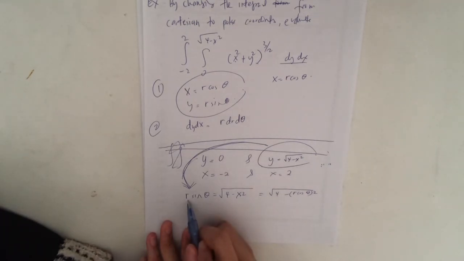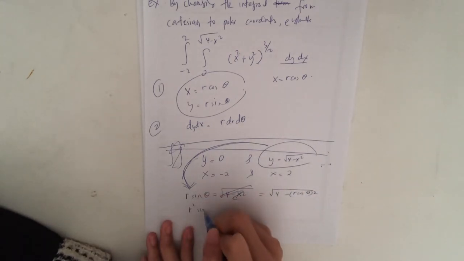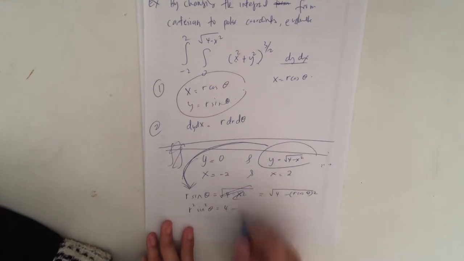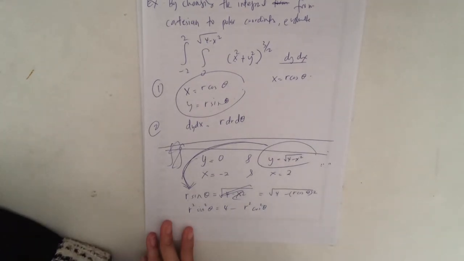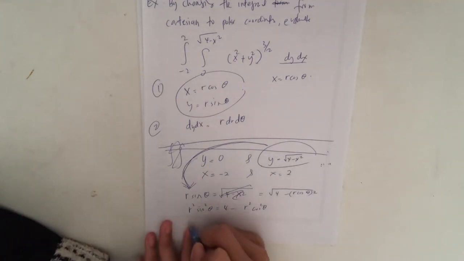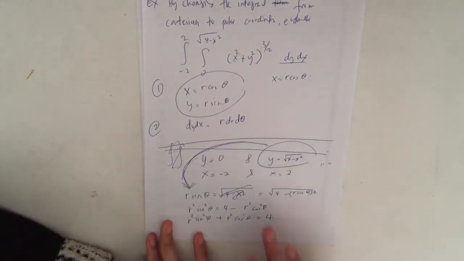So r sin theta is equal to square root of 4 minus r cos theta square. This square root I move to this side. So it will be r square sin square theta equal to 4 minus r square cos square theta. I open the power 2, so I power each of it. Then what we can see here, they have sine, cos. I will bring the cos square term to the other side, so I have plus r square cos square theta equal to 4.